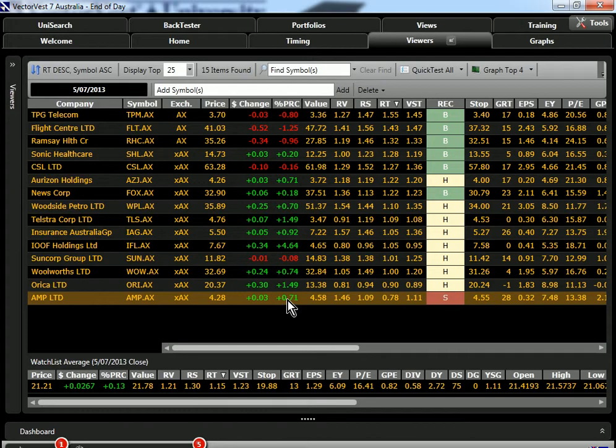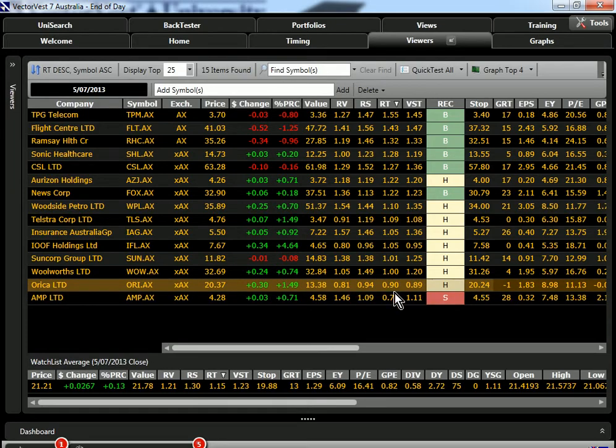Let me close out of this graph and I'll take a look at the other share with an RT of less than 1. It has a hold rating. It's not yet a sell, but it's overvalued. It's got a price of $20.37, value of $13.38. It's got poor fundamentals. RV is less than 1. RS is less than 1 as well. And it's got an RT of 0.90, so we know it's in a downtrend. And we're looking at ORI.